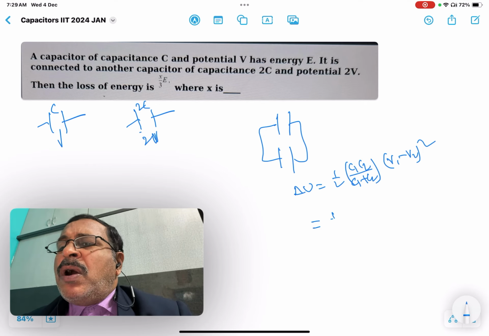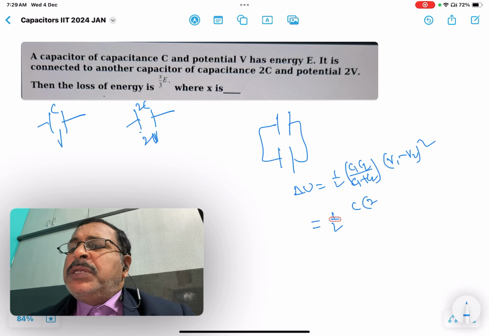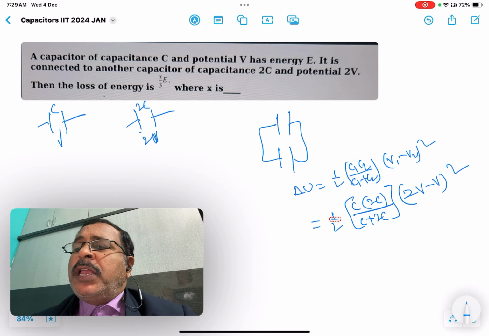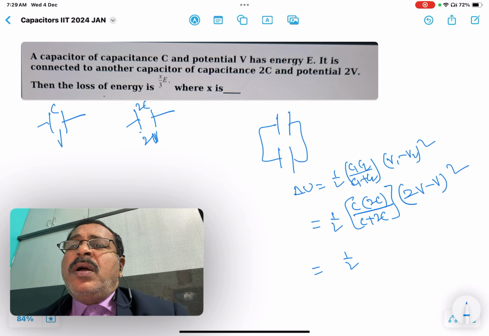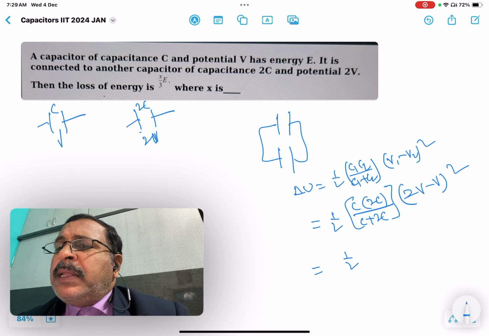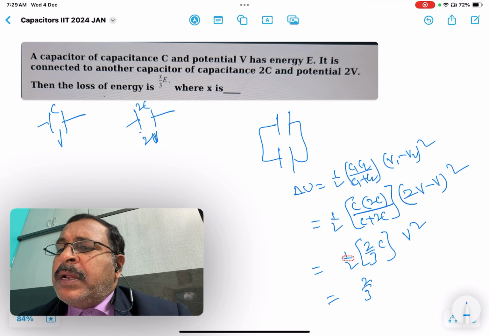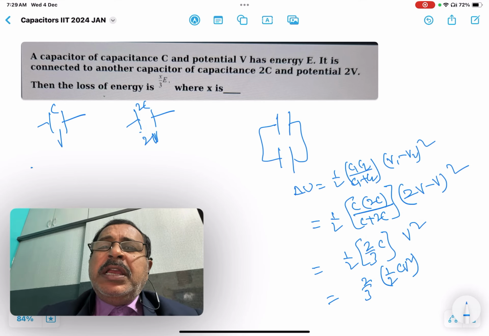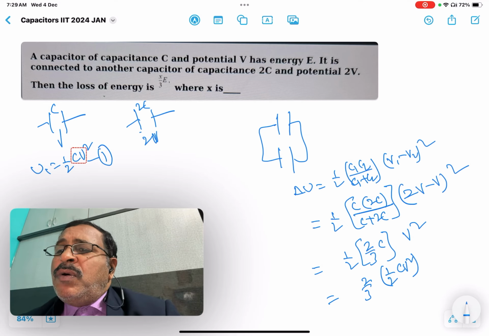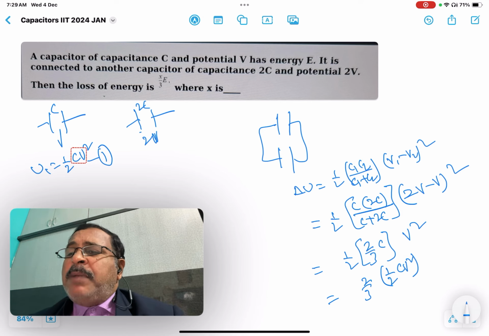Again the same method. Half into C1 means C, C2 means 2C, by C plus 2C, into V1 minus V2, means 2V minus V, whole square. So half into 2C square by 3C, that is 2 by 3 C, into V square. So finally it is 2 by 3 into half CV square, because initially the energy was half CV square. This is the first equation.